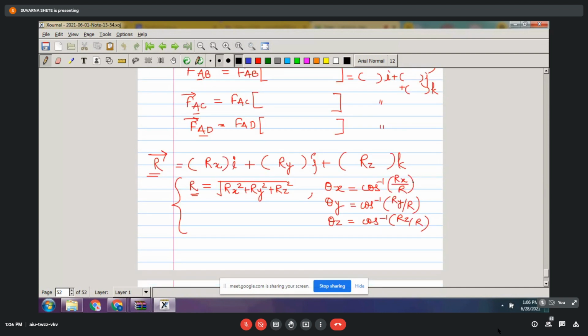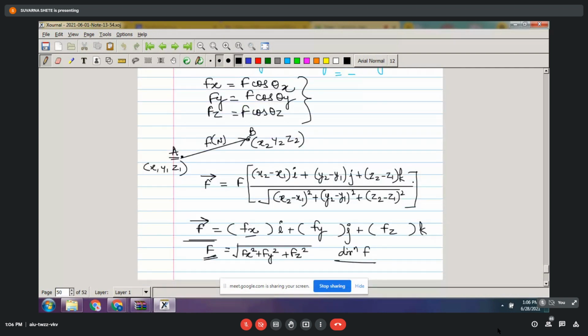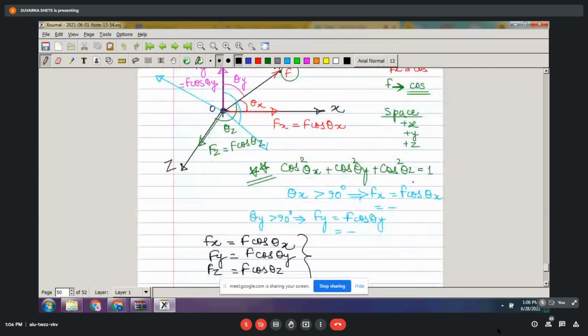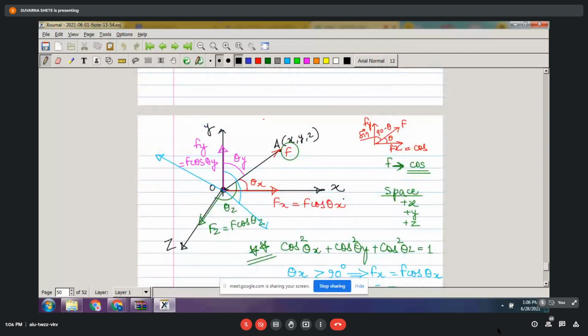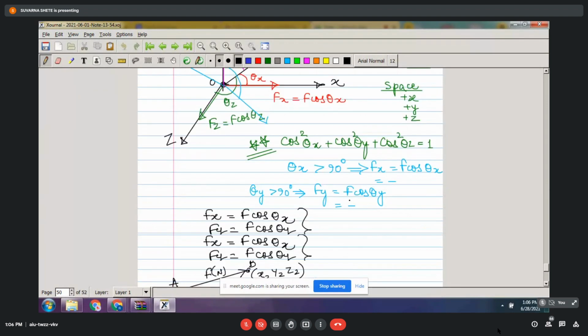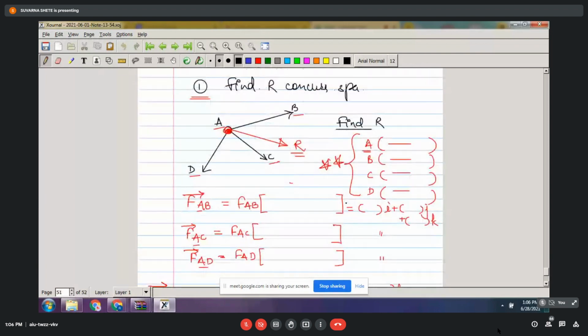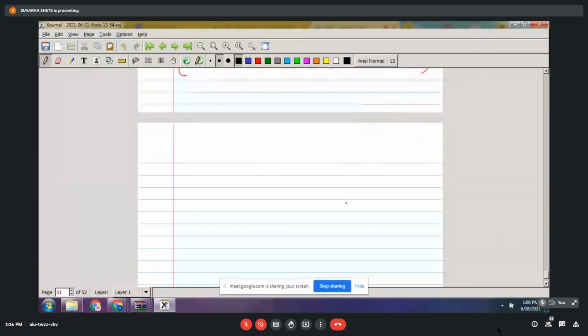Now I think I have already told you about the concept where you can get a minus value. If the angle of the force is more than 90 degrees with respect to the positive x, y or z axis, then that particular component you will get with a minus sign. Did I tell you? Yes, ma'am. Okay, so up to this point we have already seen.